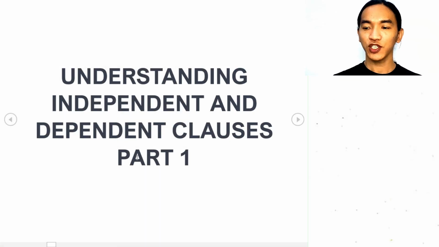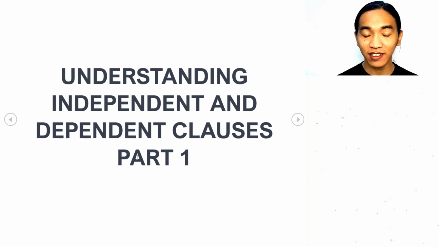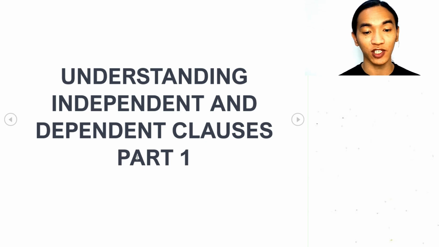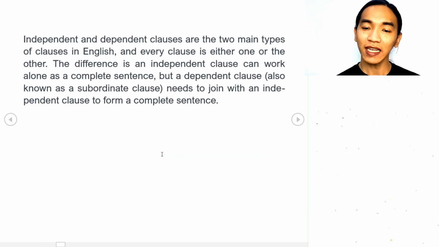Let's go. For the next topic that we have here, we will be understanding independent and dependent clauses. This will be the first part of this topic. From the previous lesson, we have talked about sentence structure and how important it is to understand the two types of clauses that we have, which are independent and dependent clauses. These are actually the two main types of clauses in the English language, and every clause is either one or the other.